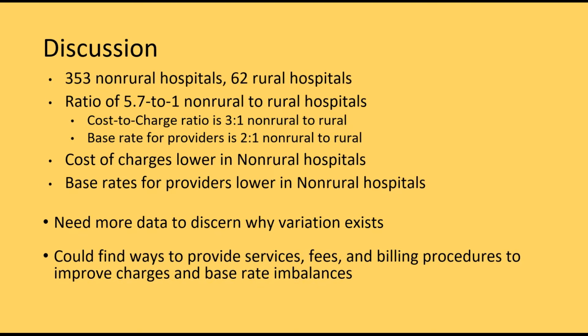Out of 353 non-rural hospitals and 62 rural hospitals, the overall ratio is 5.7 to 1 non-rural to rural. So if we had an equal cost to charge ratio, we would expect a 5.7 to 1 non-rural to rural ratio for the cost to charge data. However, we see the ratio is actually 3 to 1 non-rural to rural, meaning that the rural hospitals are costing more, charging more per service.